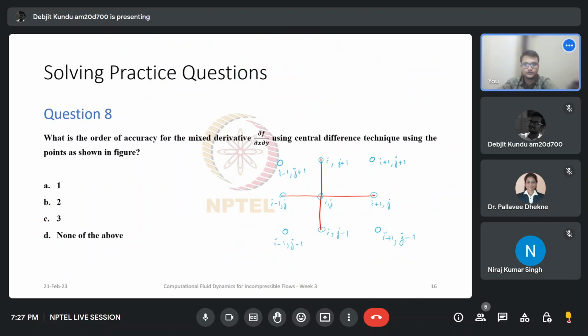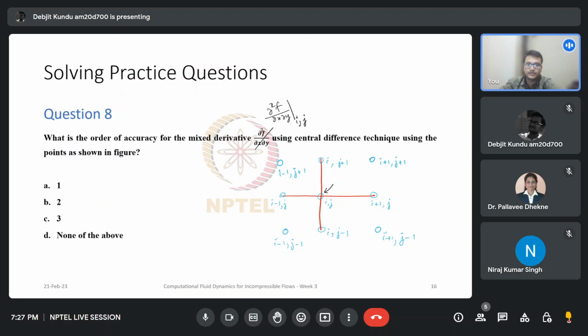So question 8 says, what is the order of accuracy for the mixed derivative dou f, dou x? Okay. So here there will be a small correction. This mixed derivative is dou 2f, dou x, dou y. I missed this 2 over here. So what is the order of accuracy for this mixed derivative using the central difference technique using the points as shown? So I want to find out the derivative over here at i comma j, and I have all these points.